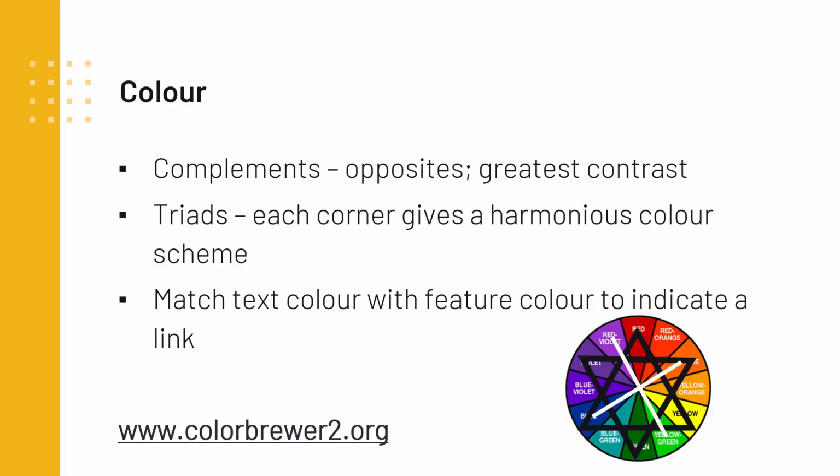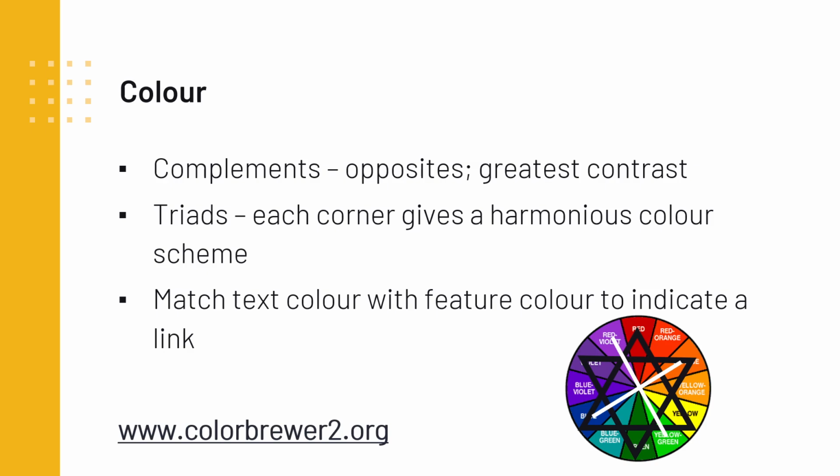Color is a really important feature on a map that you should be considering. If you're trying to highlight two main things on your map, consider using the color wheel and picking complementary colors. Complementary colors are colors that are on opposite sides of the color wheel. They're going to give you your greatest contrast. So in the example below, you can see red and green are a nice complementary color, or blue and orange.